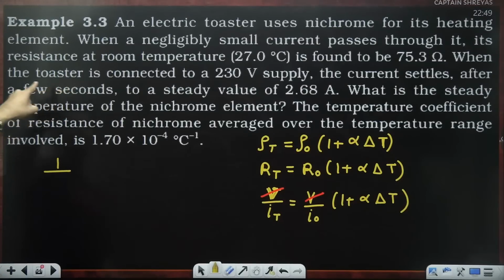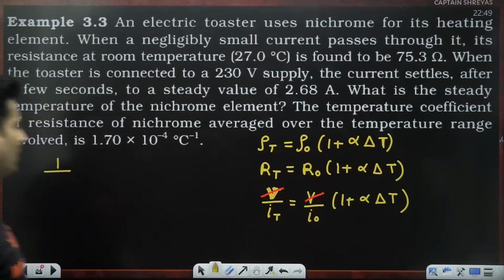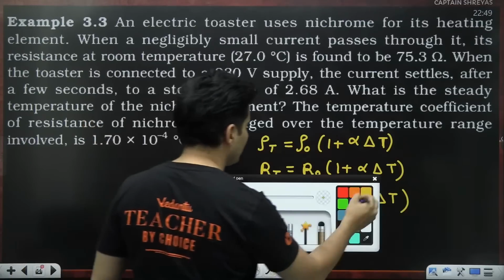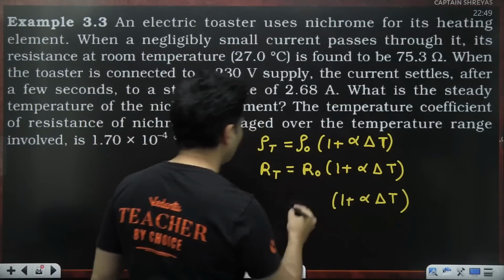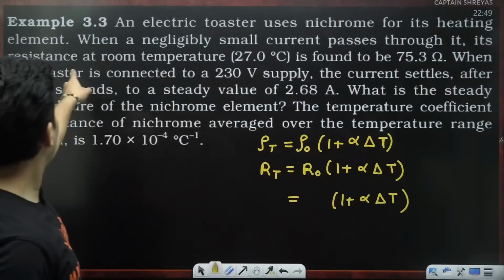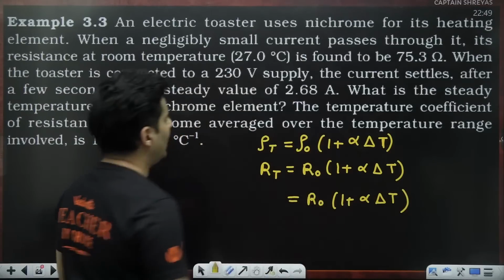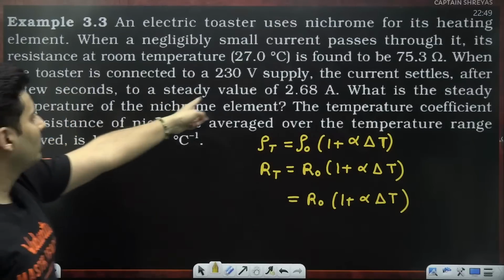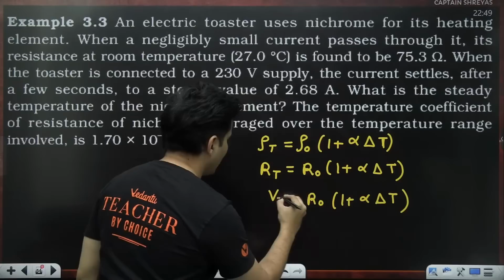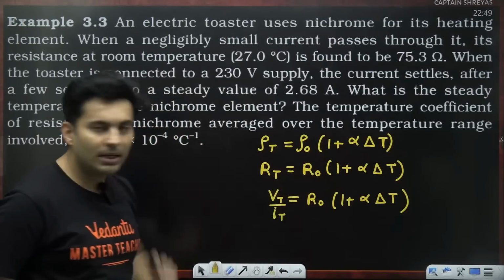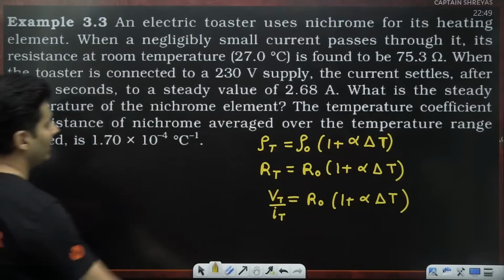What is the current? When a small current passes through it, the resistance is found to be this much. For this much supply, the current settles, and oh, I can't cancel the voltage, my bad guys. So sorry, because voltage only initially is given. What they have given is at room temperature the resistance is given, so R0 is given to me. At some new temperature, for that voltage the new current is given, so voltage at some temperature and current at that temperature is given to me. This is my complete equation. Now it's just about substituting values.